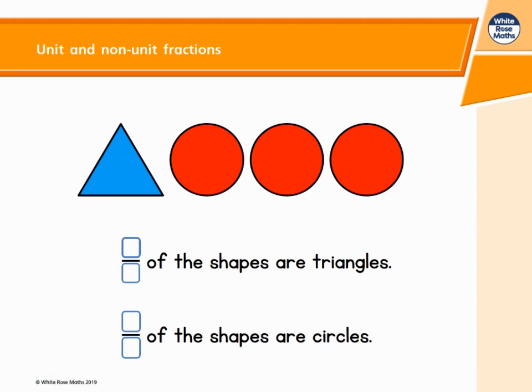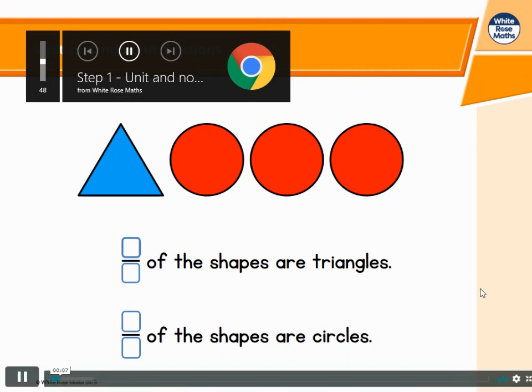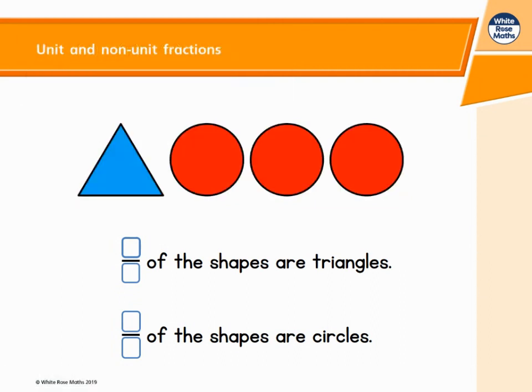In this lesson, we're going to look at unit and non-unit fractions. There are four shapes altogether. Each shape is 1/4 of the total number of shapes, so the fractions we'll be looking at are quarters. One of the shapes is a triangle, so 1/4 of the shapes are triangles, because it's 1 out of 4 shapes.